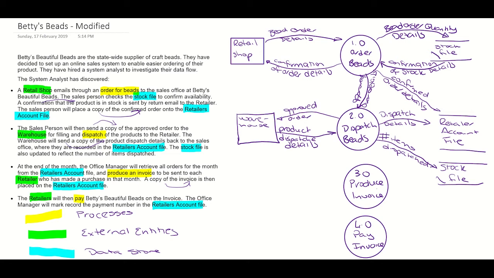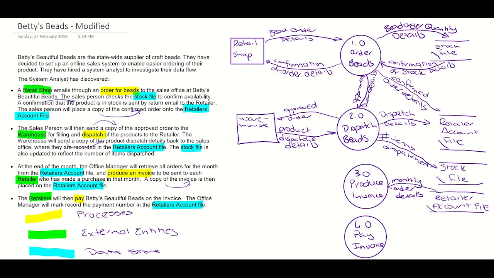Okay, so we need to go back to our retailer's account file. We're going to write this one again. It's getting very messy. Make sure you've got enough space to put the line in there to show it's duplicated. He will retrieve all orders for the month from the retailer's account file. So I'm going to say monthly order details. And then he will produce an invoice.